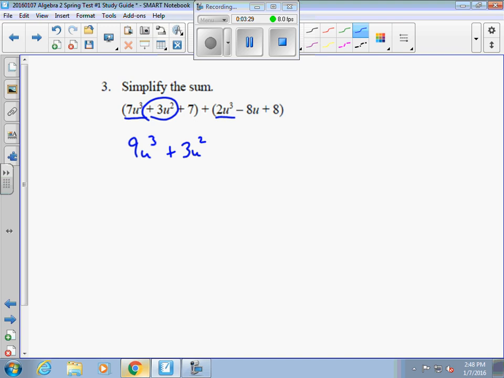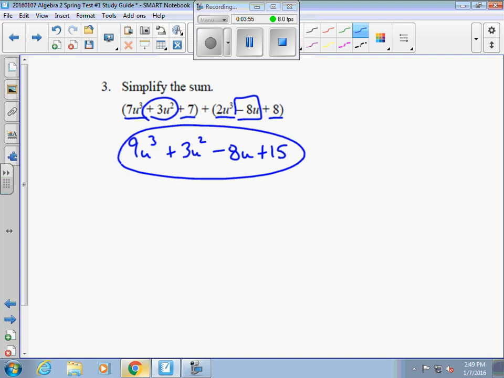The next biggest degree is u to the first power. Notice there is no u to the first power in the polynomial on the left. So it's simply negative 8u. Remember, if that had been minus before that set of parentheses, you would have to switch the sign there. So it would be plus 8u, but in this case, it's not. Then the last thing is the constant terms. 7 plus 8 is positive 15.